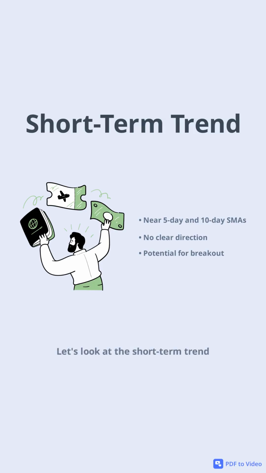Let's look at the short-term trend. PLUG is trading near its 5-day and 10-day simple moving averages, which are $2.23 and $2.24 respectively. This proximity suggests a lack of clear short-term direction. The price is neither breaking out nor breaking down, indicating that traders are waiting for a decisive move. This phase often precedes a larger price movement, so it's important to watch for any breakout or breakdown from this range.